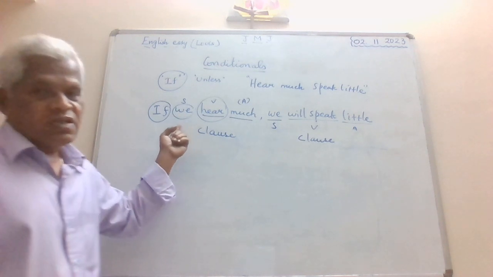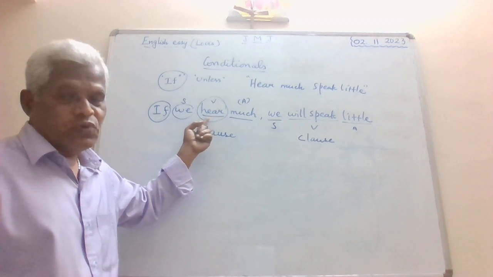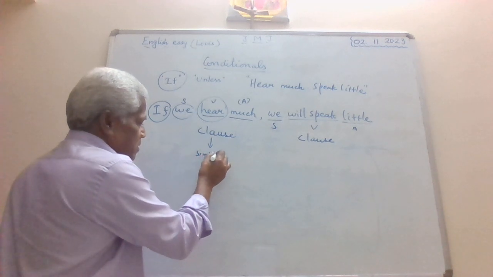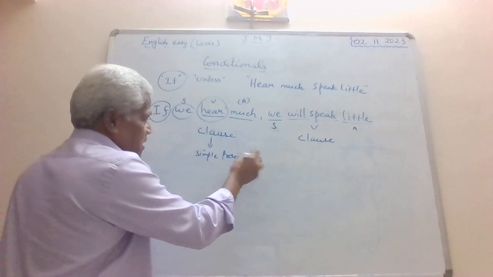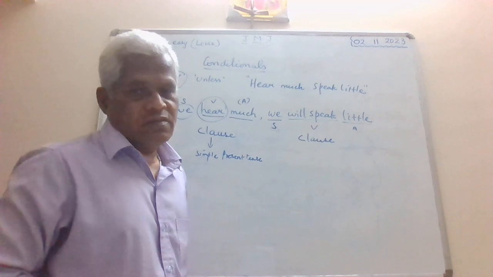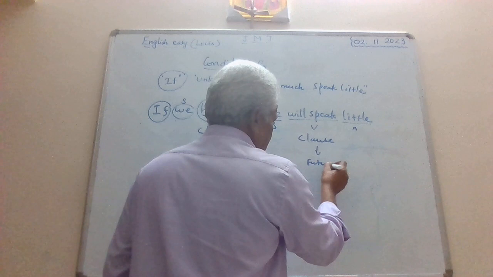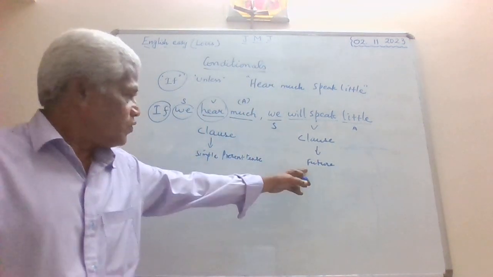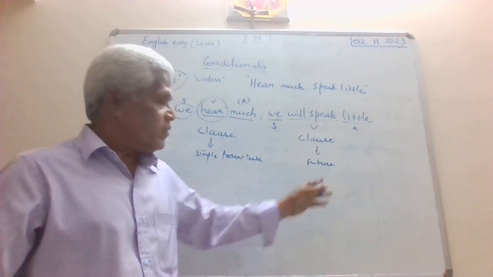In the first clause, in the first sentence, we have the verb in simple present tense. Just remember, simple present tense. And here, what is the verb here? Will speak. What is the tense here? Simple future. Okay, future tense. Simple future tense. We will speak little. Simple future tense.